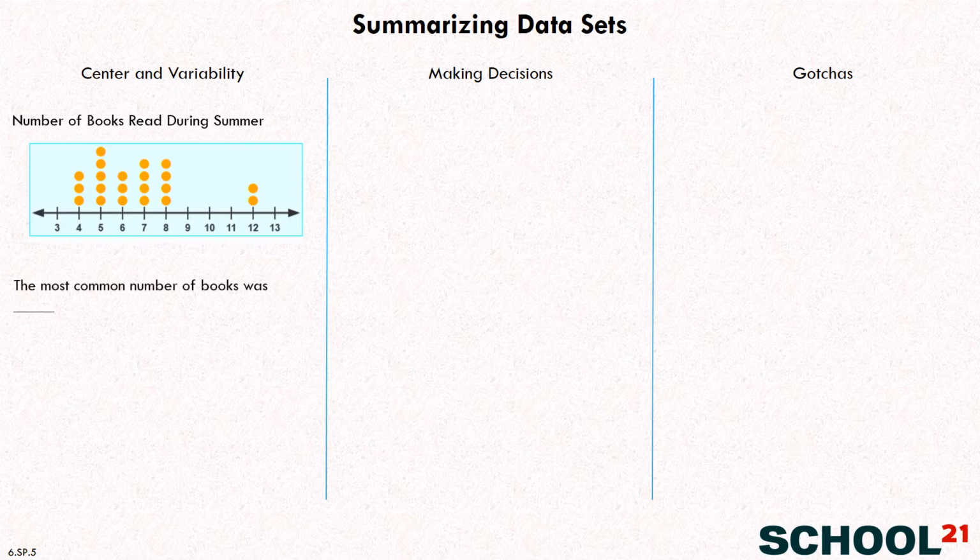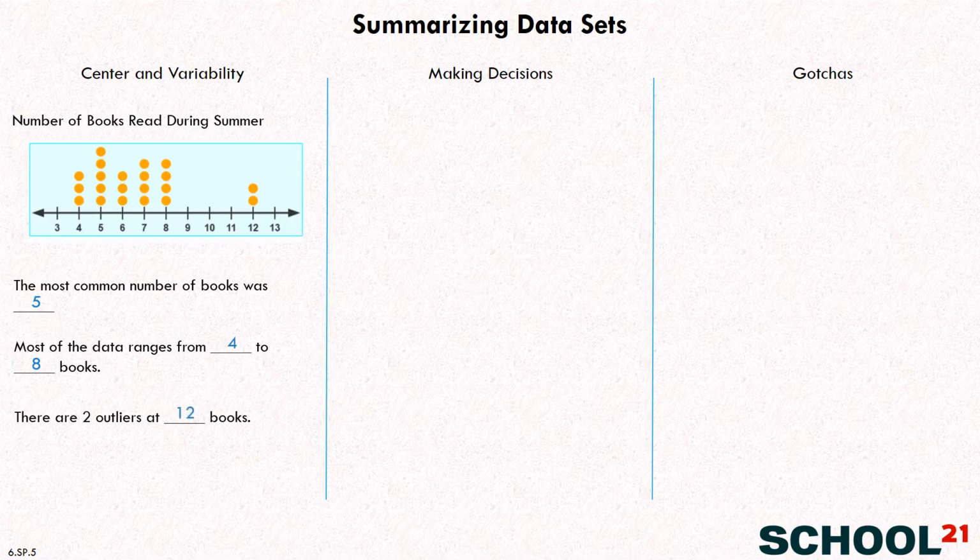We can see, for instance, that most common number of books read was how many? Well, we can just see easily here from the dot plot that it was 5. Okay, so 5 books was the most common number. Most of the data ranges from what to what? We can see that most of it is clustered right here. So between, let's see, 4 and 8 books, we can fill that out. And then finally, there are 2 outliers at how many books? We can see that most of the data are here, but there's these 2 students who read 12 books over the summer. So we can go ahead and fill that out.